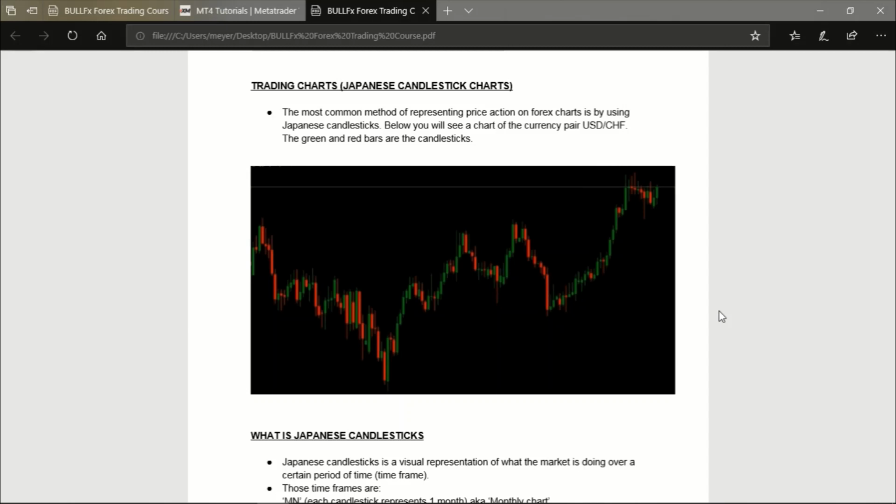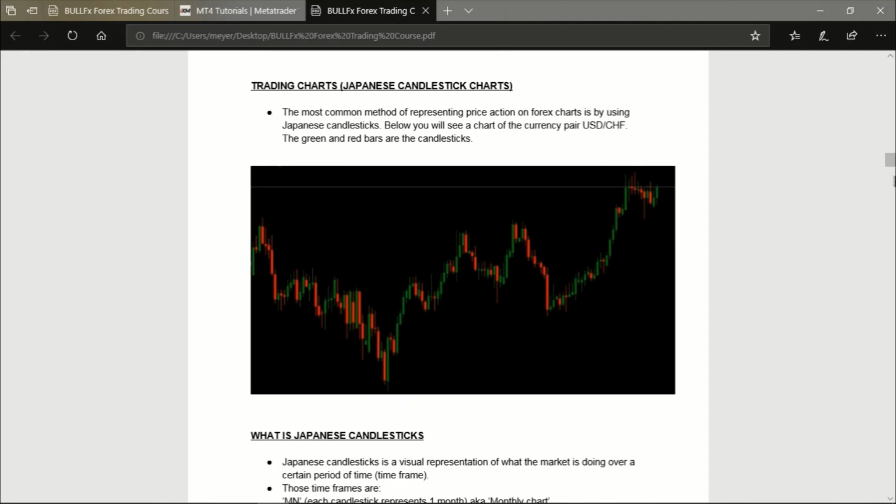So candlesticks is a way of representing price on a chart. As you can see over here, we've got a chart with candlesticks on it. The candlesticks are the green and the red bars. So just like a line chart or a bar chart, which you would have learned of in school, represents data, a Japanese candlestick chart also is just a way of representing data, and it is one of the easiest ways of representing data within the Forex market, and one of the easiest methods to analyze the Forex market.